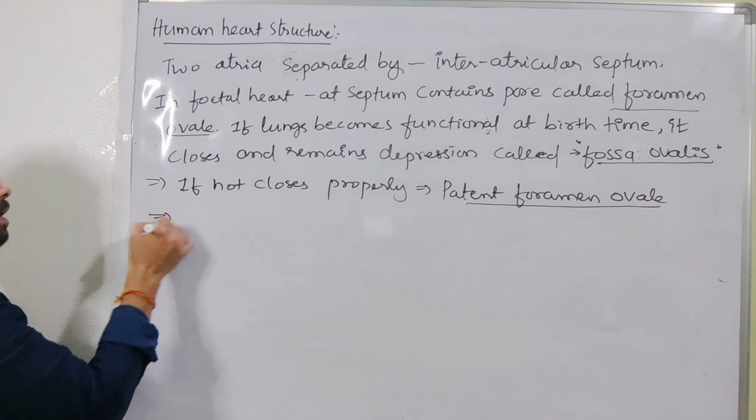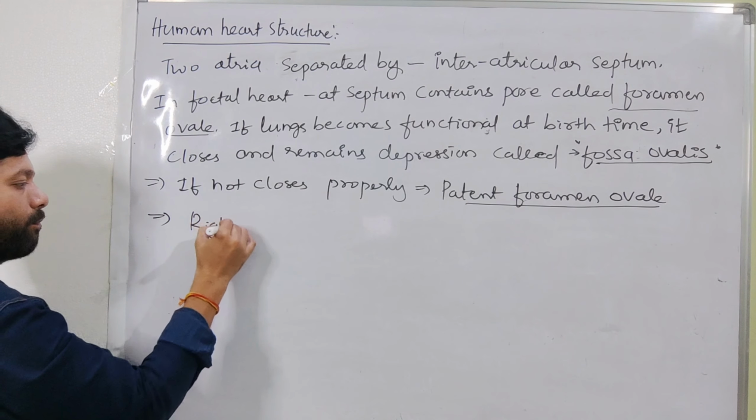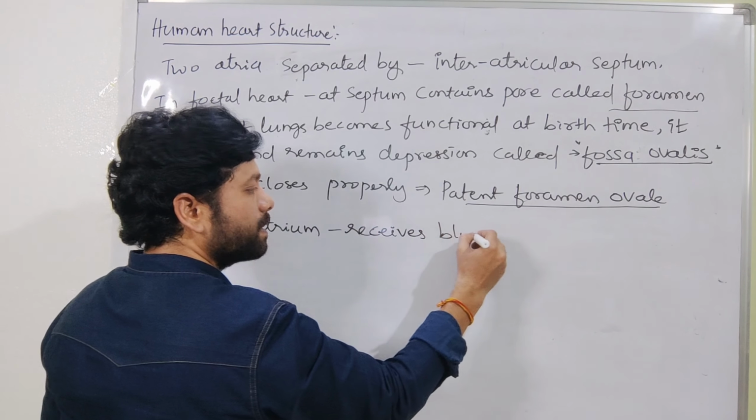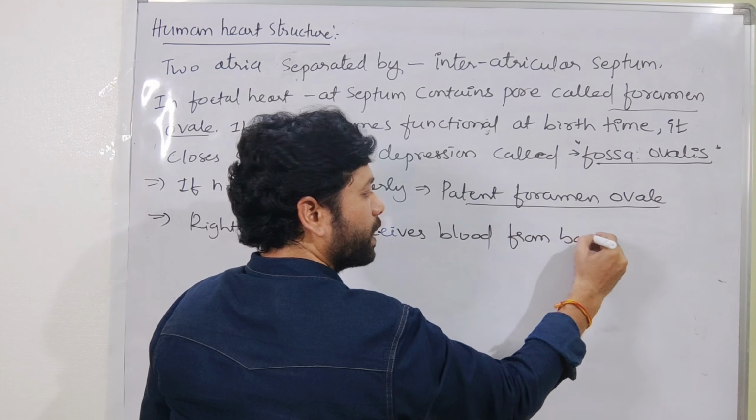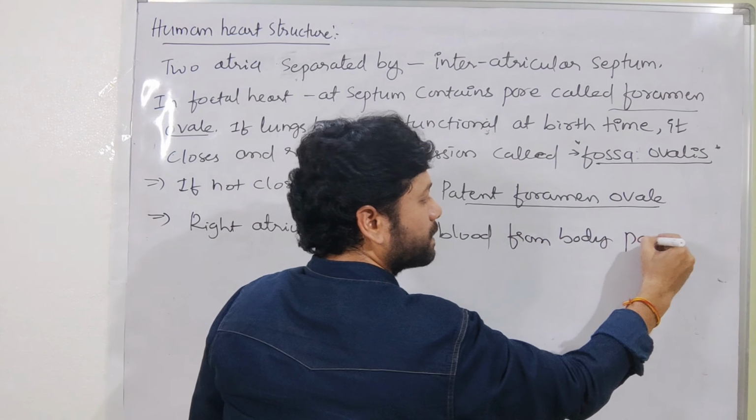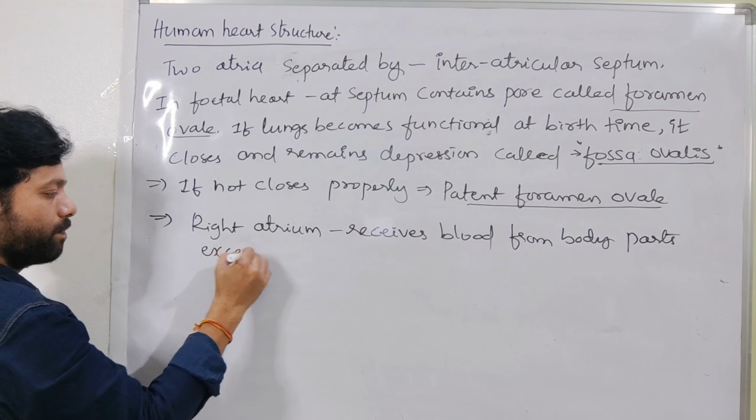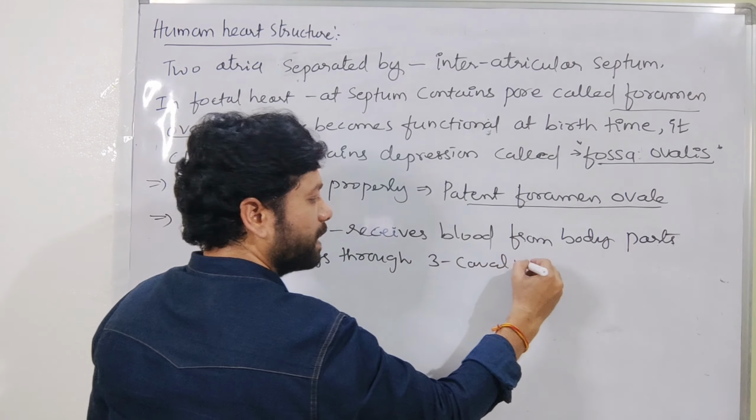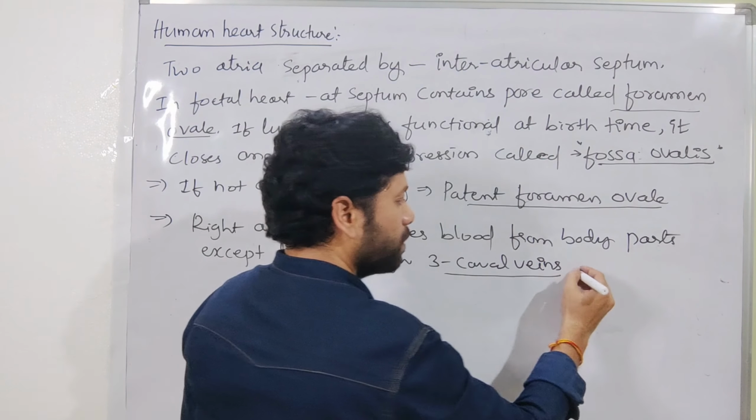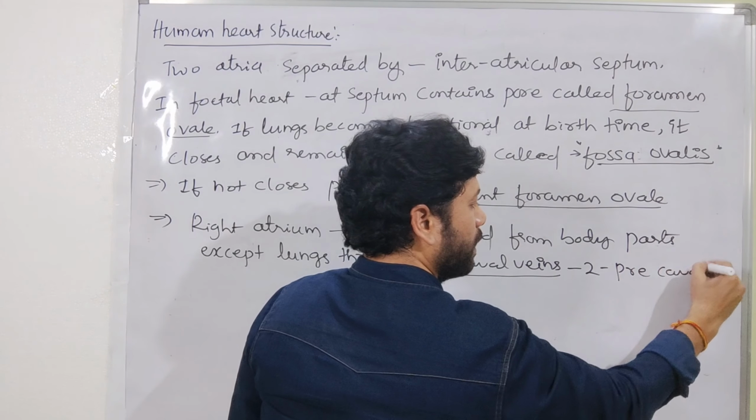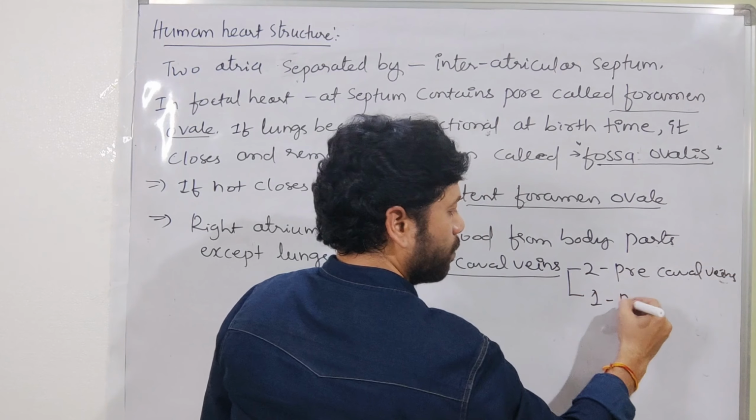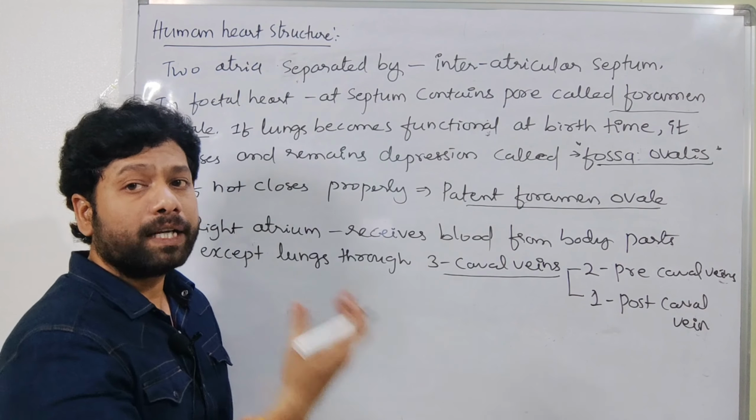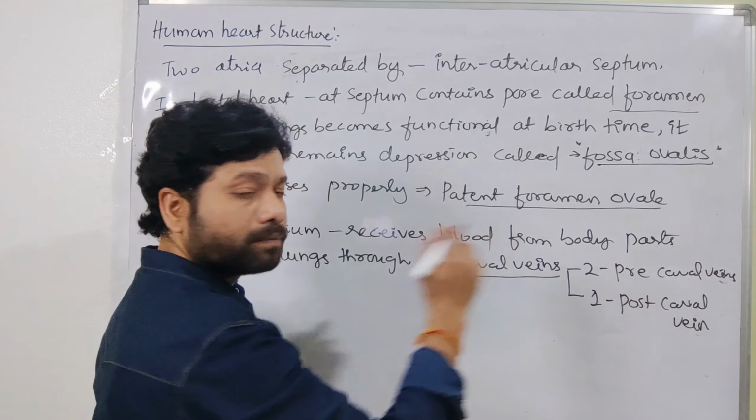Right, next one. The right atrium receives blood from body parts, except the lungs, through how many veins? Three caval veins. Of the three caval veins, two are precaval veins and one is the postcaval vein. So, the superior vena cava and the inferior vena cava.